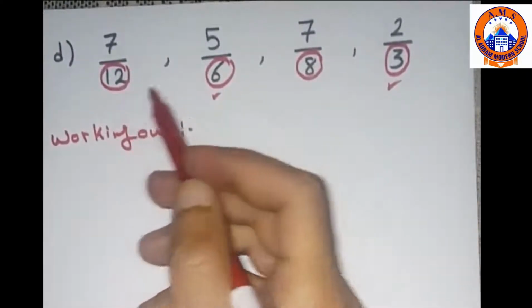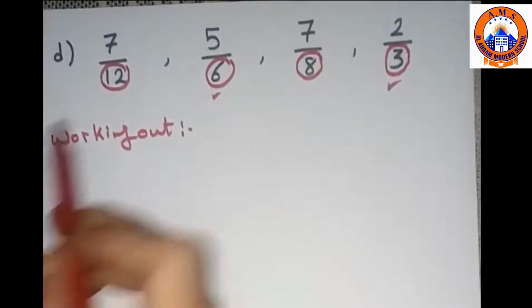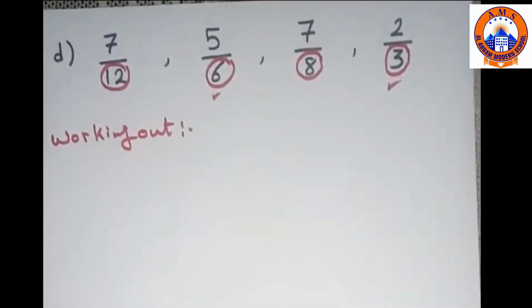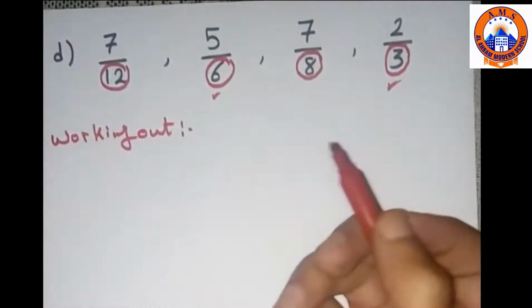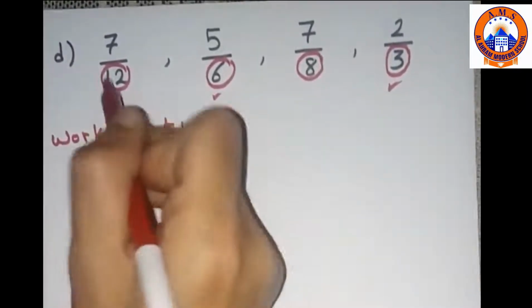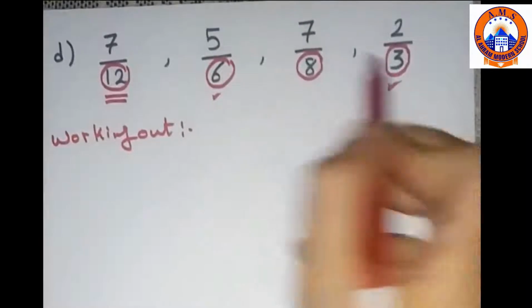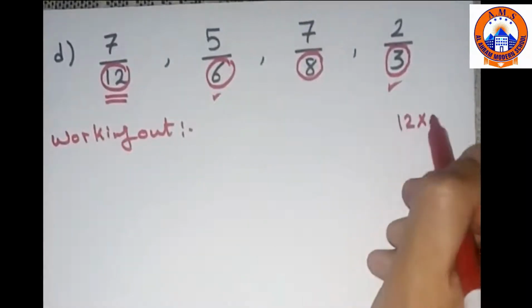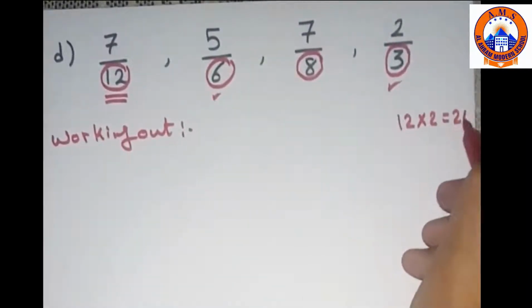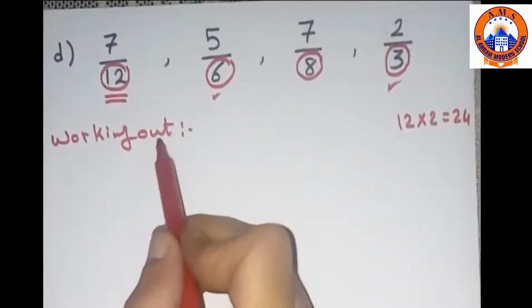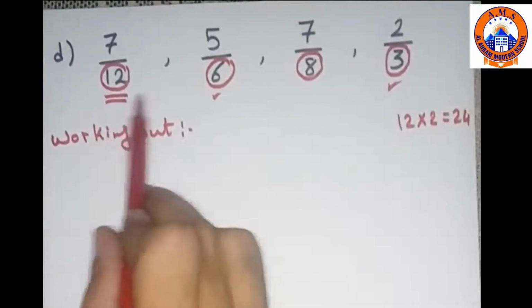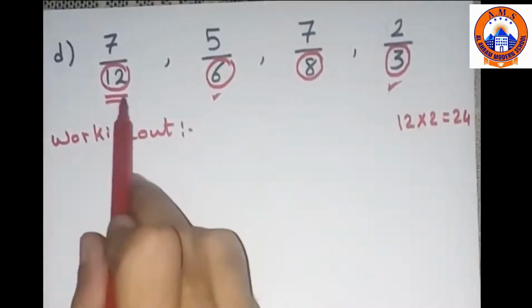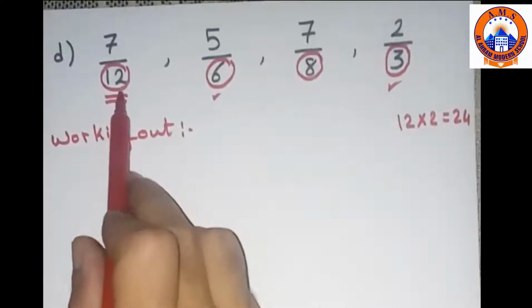So I'm gonna think for another number bigger than 12. What about 24? Why am I thinking about 24? If 12 is not working, I can multiply this 12 by 2, so it will be 24. So I'm thinking in this way: the bigger denominator is not gonna work for all the other denominators, so I'm gonna multiply it by 2.